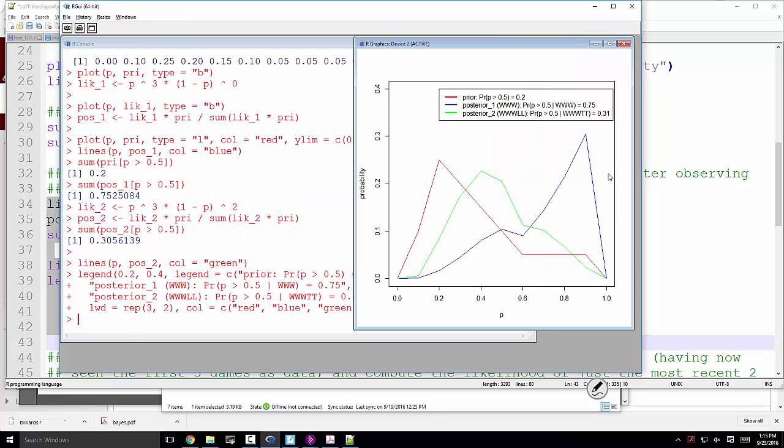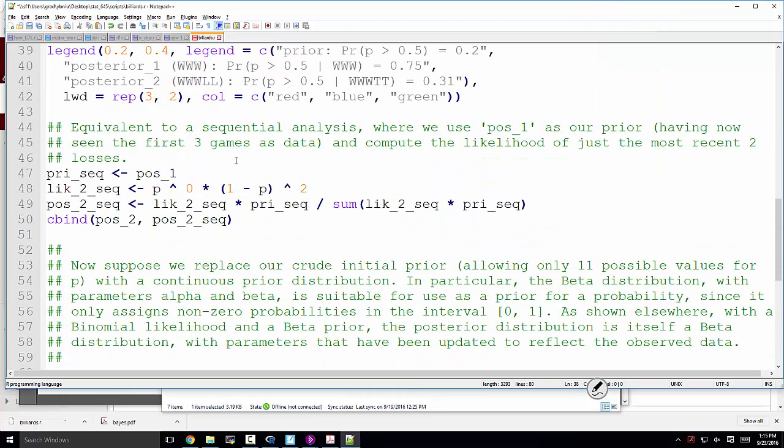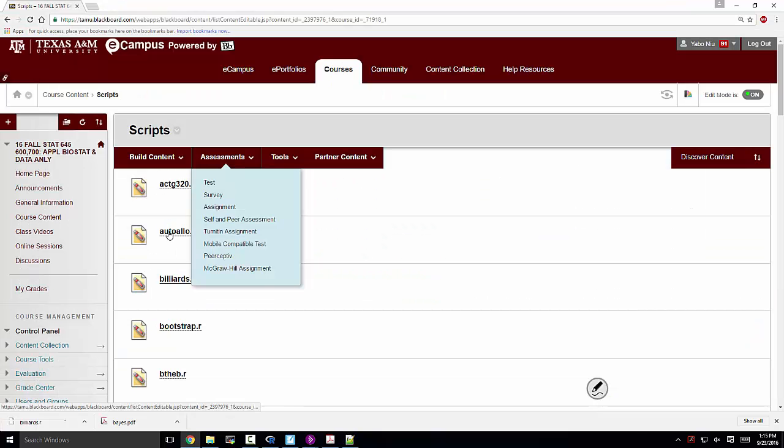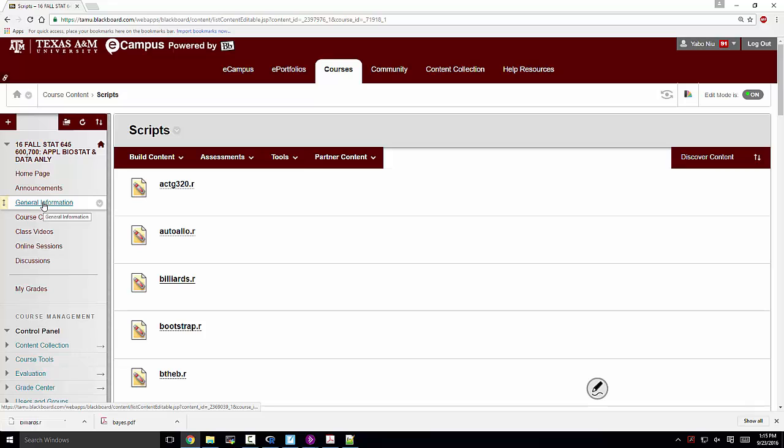Red was the prior. Blue was after sweeping the first 3 games. Green was after then losing 2 games. So green is reflecting overall a 3 out of 5 win rate, which is what we have observed after our 5 games. And again, if you ran this, you would see the exact same results, whether you process it sequentially or all at once. In your homework, you are dealing with more of a real-world kind of example.